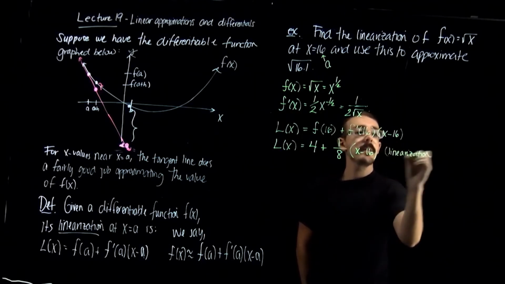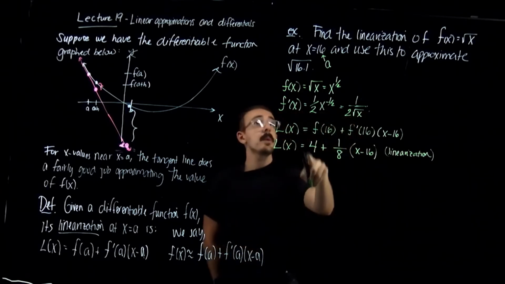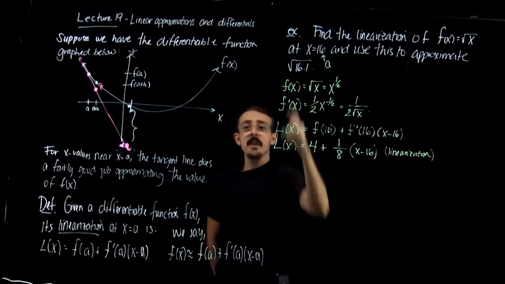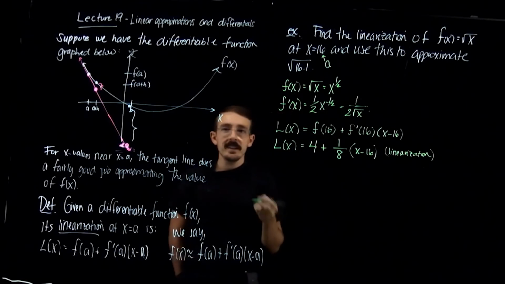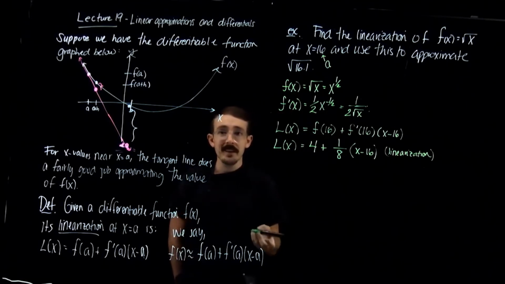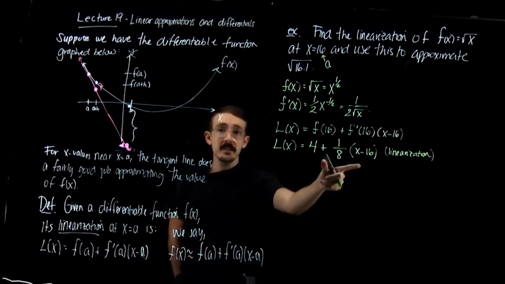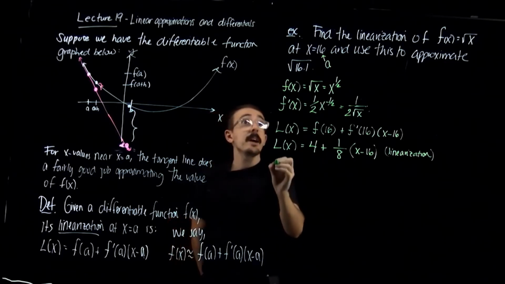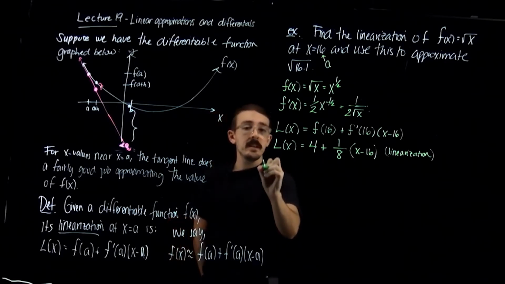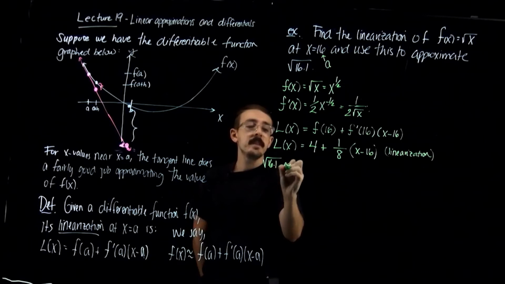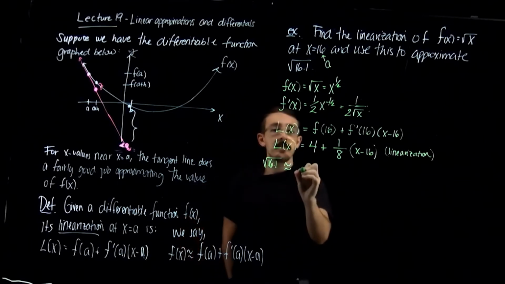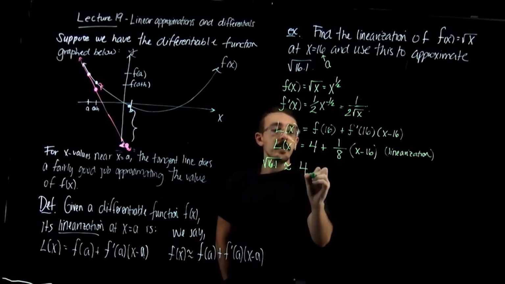The second part of the problem asks me to use this to approximate the square root of 16.1. It's very difficult to calculate the square root of 16.1 by hand, but we have this linear thing now that will at least approximate it. So let's do that.